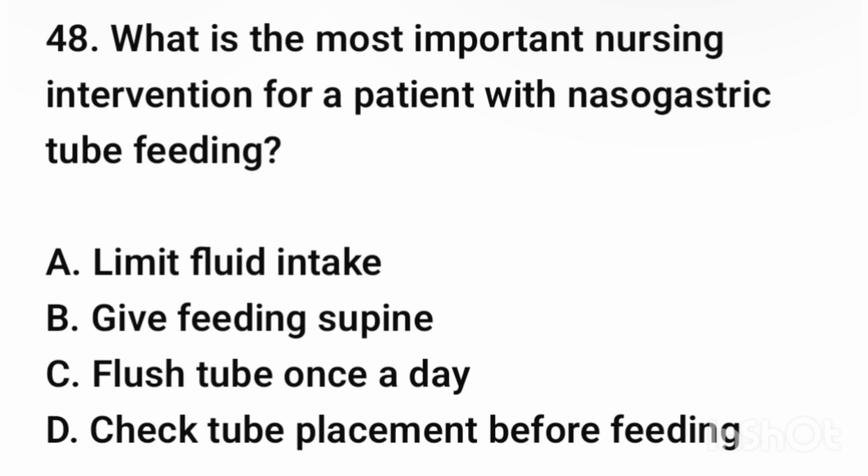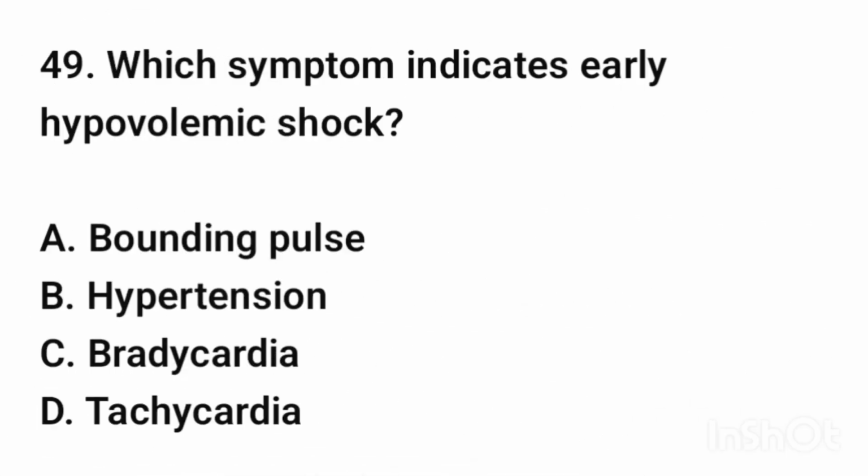Question number 48. What is the most important nursing intervention for a patient with nasogastric tube feeding? The correct answer is option D, check tube placement before feeding. Question number 49. Which symptom indicates early hypovolemic shock? The correct answer is option D, tachycardia.